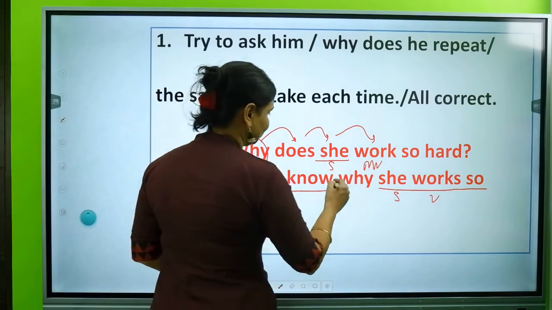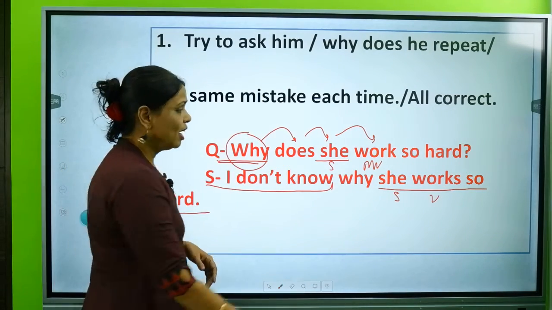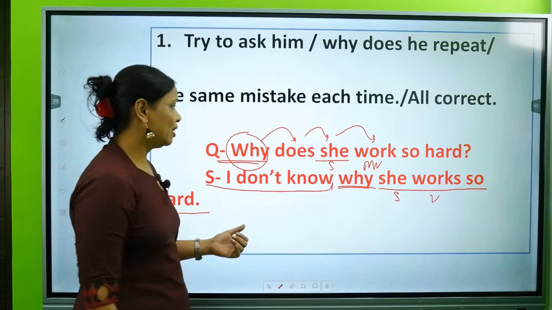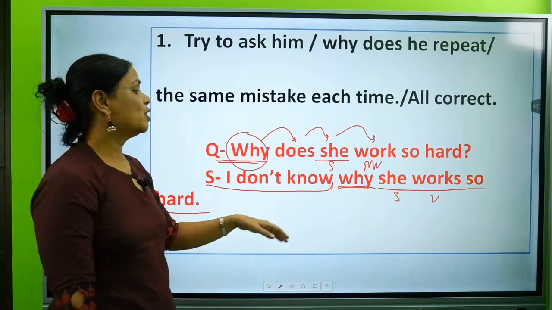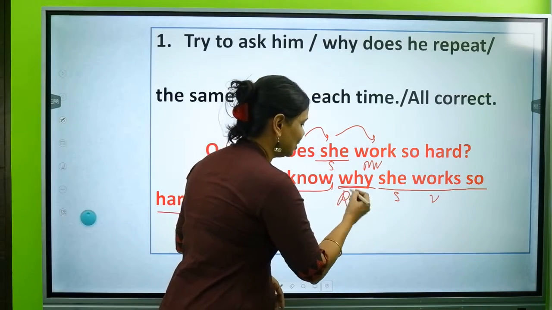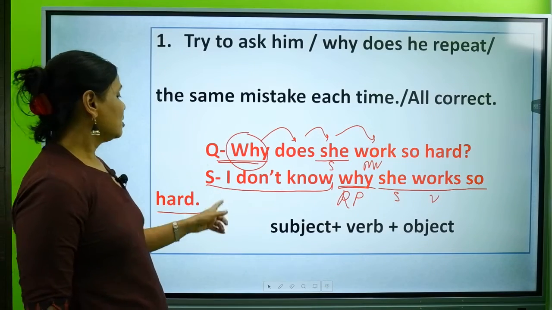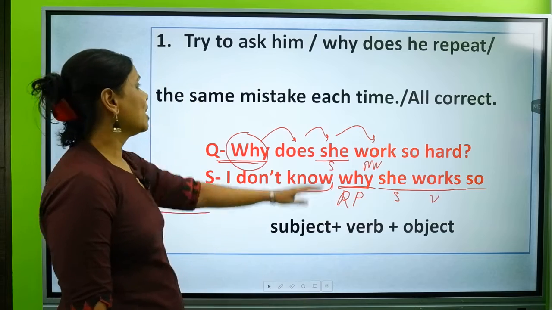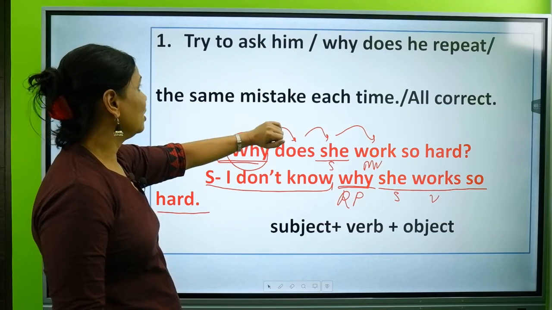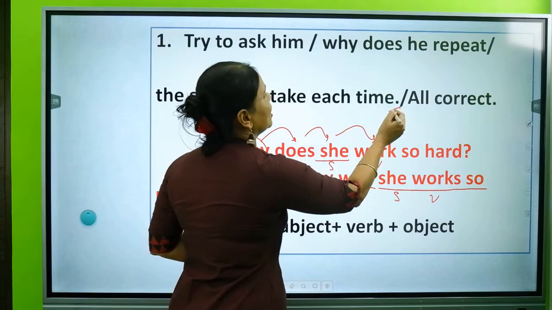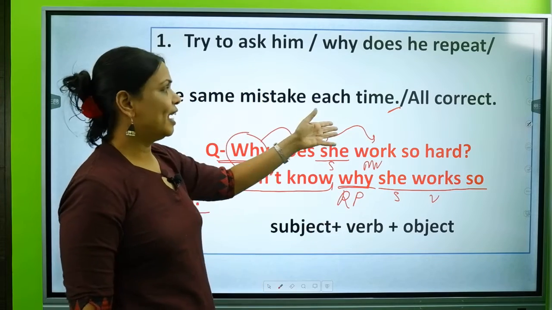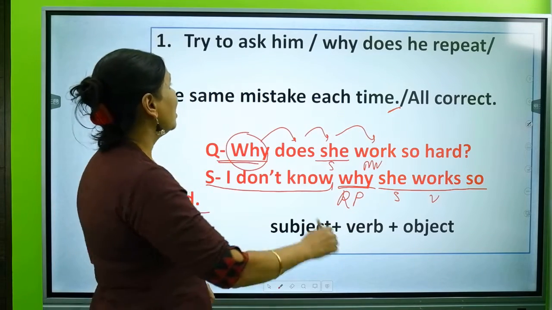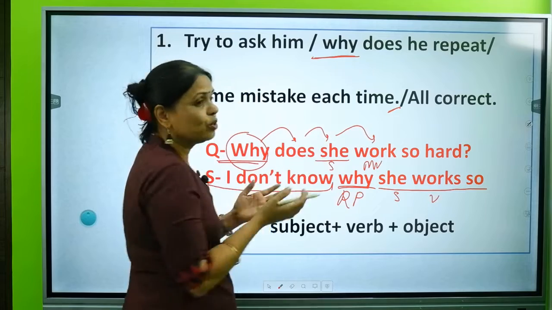I don't know is a main clause, and why is not working as a question word here. It is working as a relative pronoun here. Okay, the statement has subject, verb, object combination. Now let's have a look at this given question. In the question, it is a statement. It's not a question. It ends with a full stop, right? And why is not a question word here.